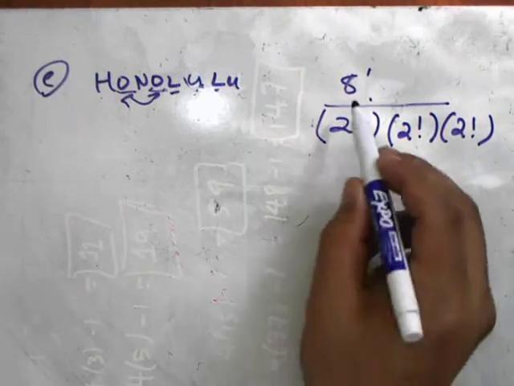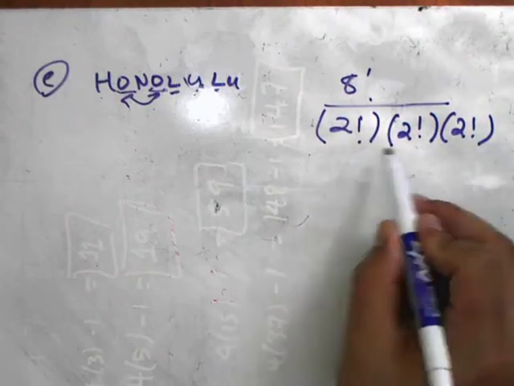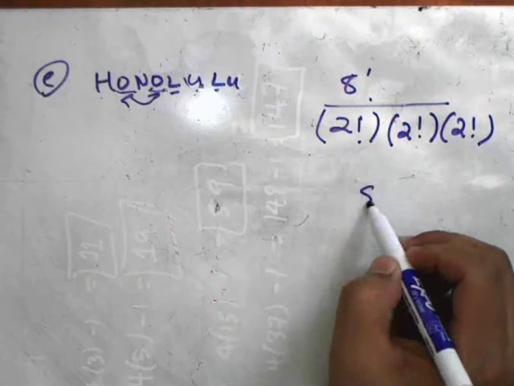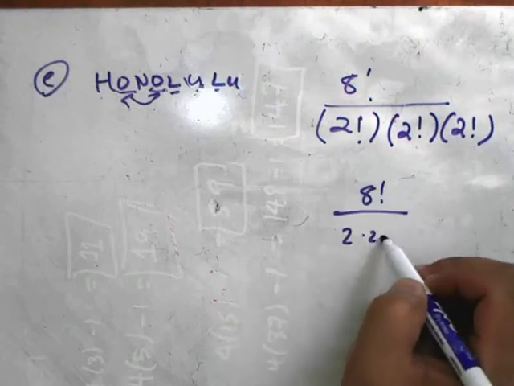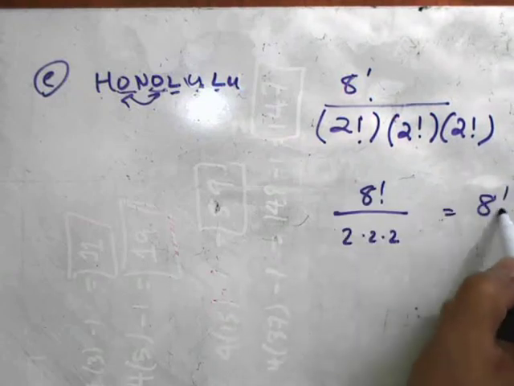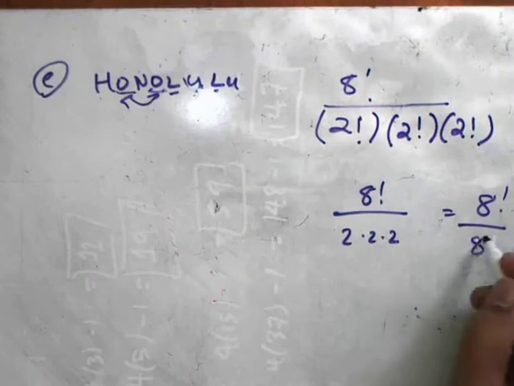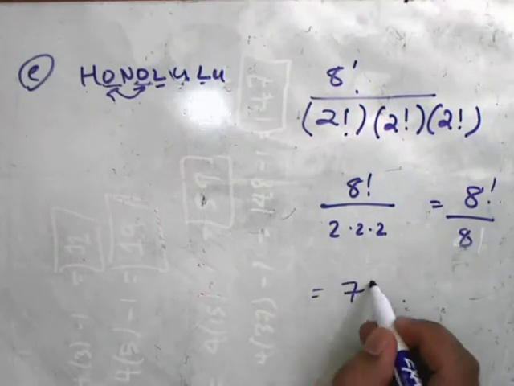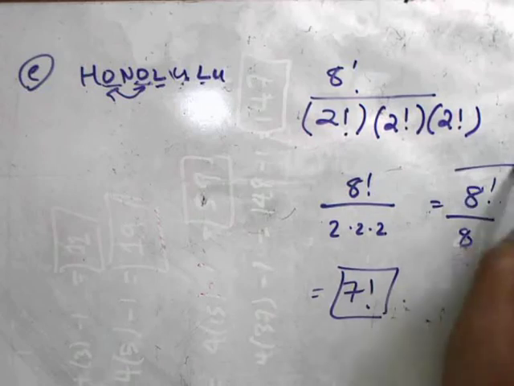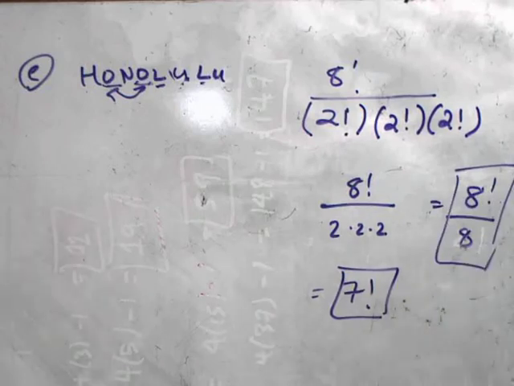And you have to be careful. These two are not the same thing. 2 factorial, 2 factorial, 2 factorial is really just 2 times 2 times 2. So this is 8 factorial over 8, which is the same thing as 7 factorial. So both of these answers would be acceptable in this case.